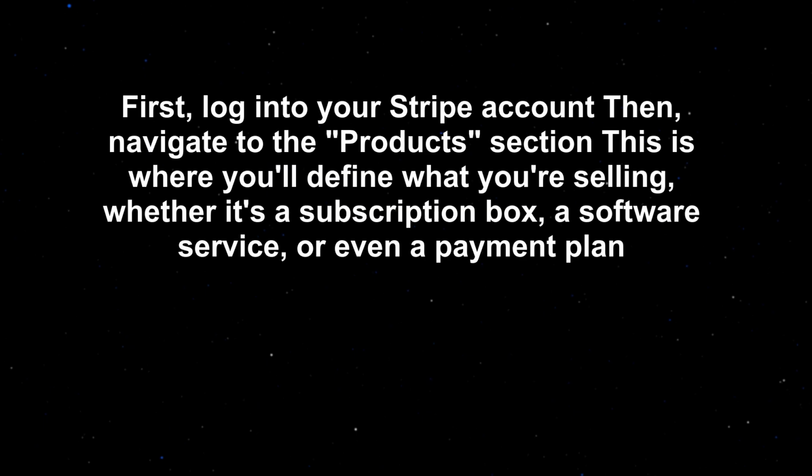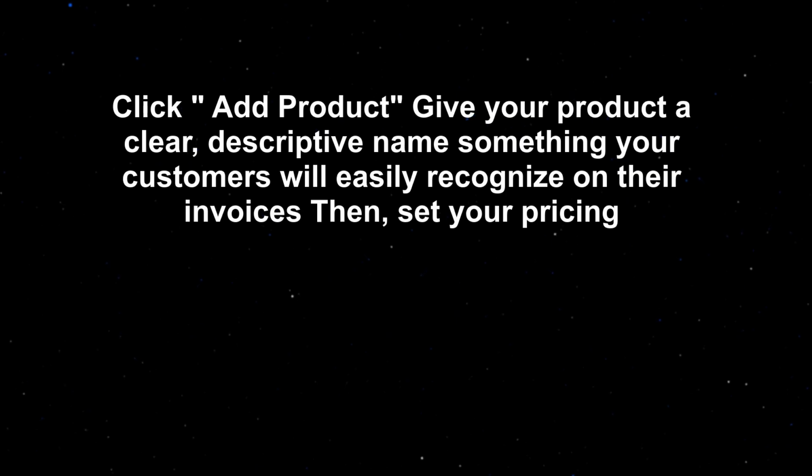This is where you'll define what you're selling, whether it's a subscription box, a software service, or even a payment plan. Click Add Product. Give your product a clear, descriptive name, something your customers will easily recognize on their invoices.